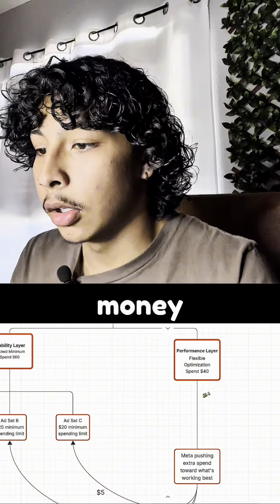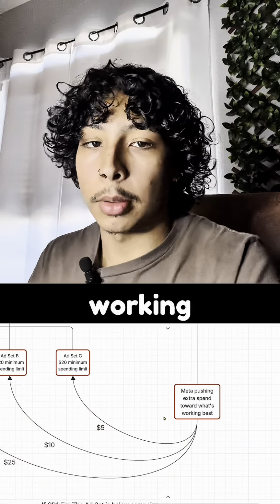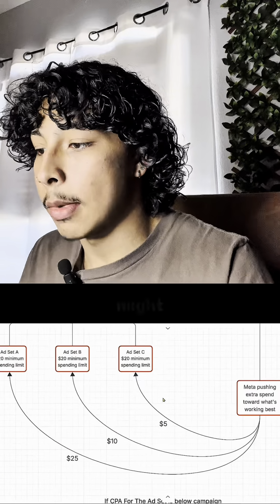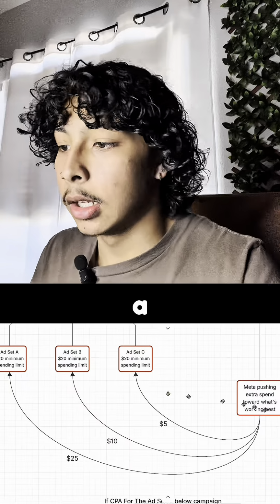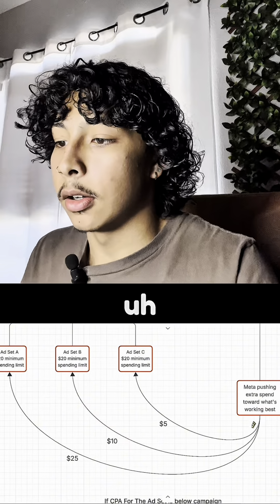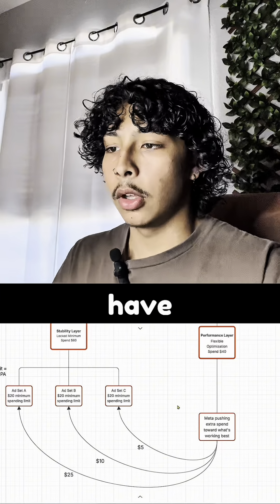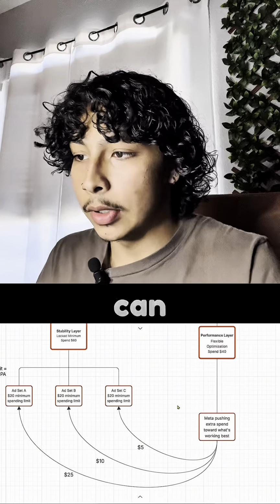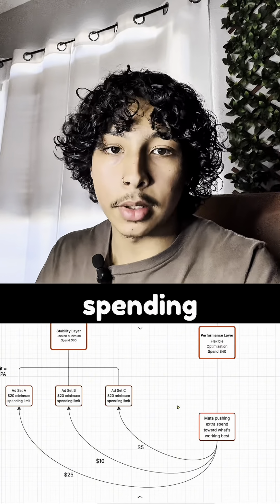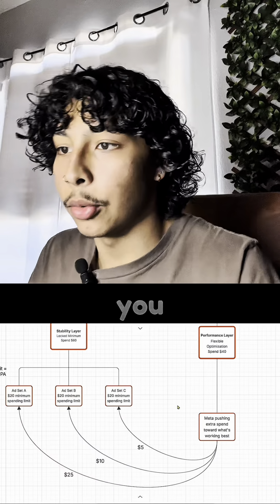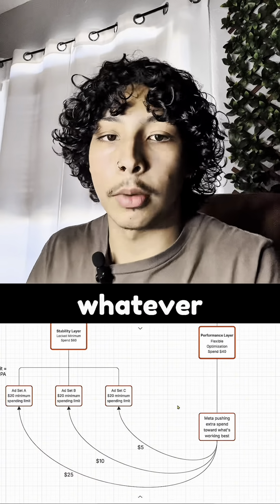So this allows you to have a certain amount of testing budget and force spend into each of these ads, and then have the rest of the money go into what Meta thinks is going to work best. So for the $40, it might spend $25 into ad set A, $10 into ad set B, $5 into ad set 3. And I think this is the best way because you have control over what you're spending. You can either increase or decrease the minimum spending limit, and you also allow Meta to spend on whatever is working best.